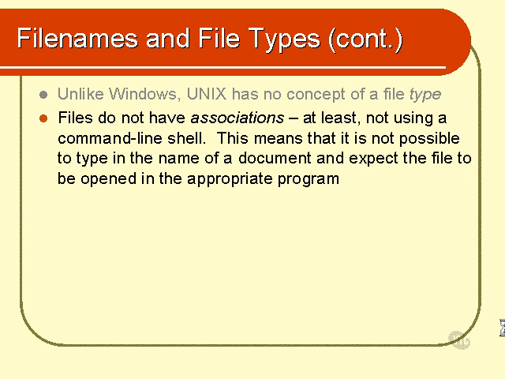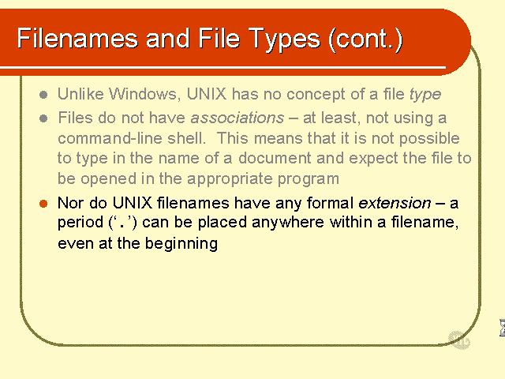What that means to us is that it's not possible to simply type in the name of a document, like fred.txt, and expect a file to be opened by the appropriate program. You've actually got to type the name of the program as well. Now, if you don't know what an association means, I wouldn't worry about it too much. Just remember that you can't just type in the name of a document and expect it to open. You must type in the name of a program.